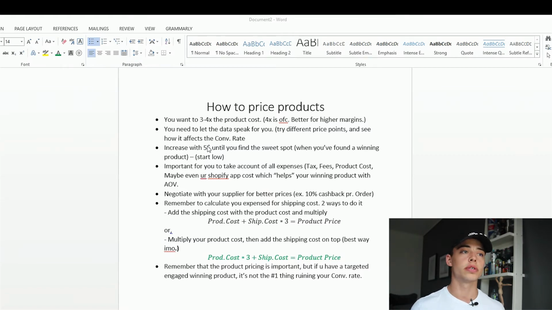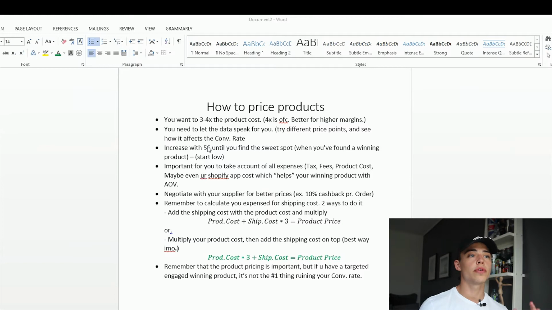So you might increase it with maybe $15, that might be way too much of course, or $5 or $10 or something like that. You want to let the data speak for you, how much the conversion rate drops when you increase your product price, so you can look at your ROAS or something like that.